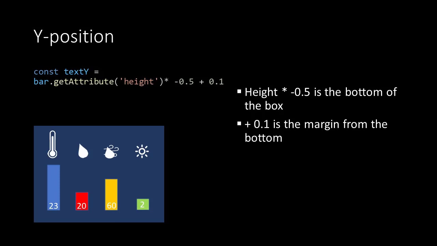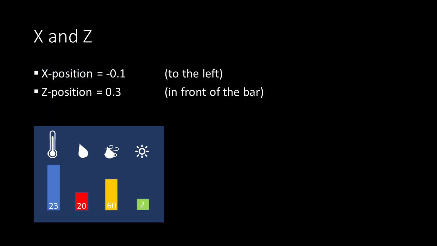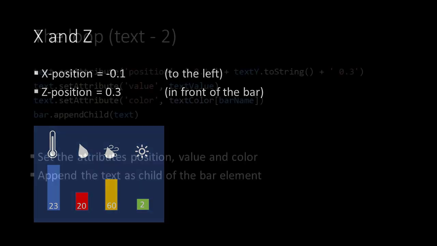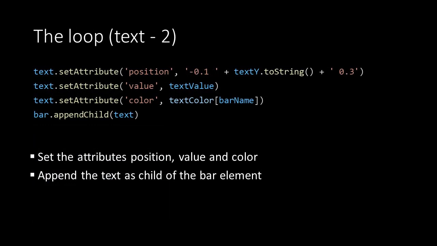Then we need a margin correction, so the text will not be sticking out of the bar on the bottom or to the right. So the margin correction in the y direction is plus 0.1 and in the x direction is minus 0.1. For the z value, we choose a value that makes sure that the text is in front of the bar. And then we set the attributes for the text element. We create the arguments for the position attribute by concatenation. Please notice that we have to stringify our y position. Now the text value is what we have stored in our variable text value, and the text color is retrieved from our text color object.